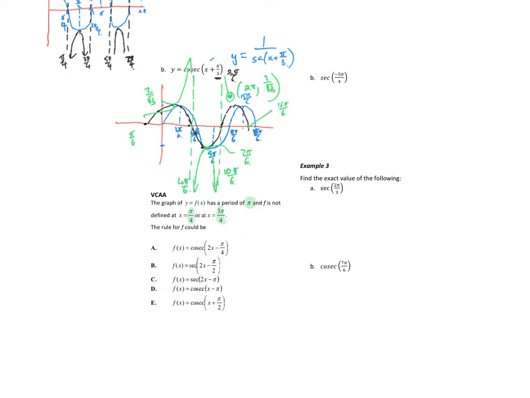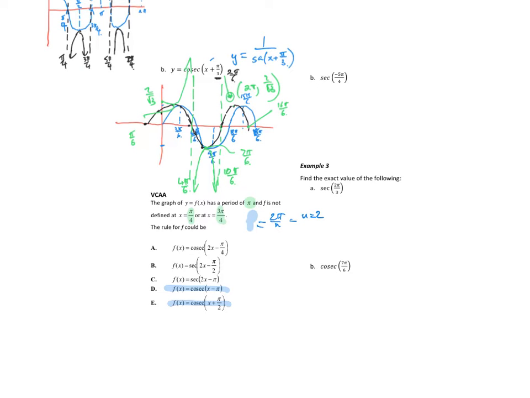So let's consider what the graph might be. Let's get our highlighter. For the period to be pi, that means the period equals 2 pi on n, so n has got to be equal to 2. Yeah. So straight away, let's eliminate those two graphs.